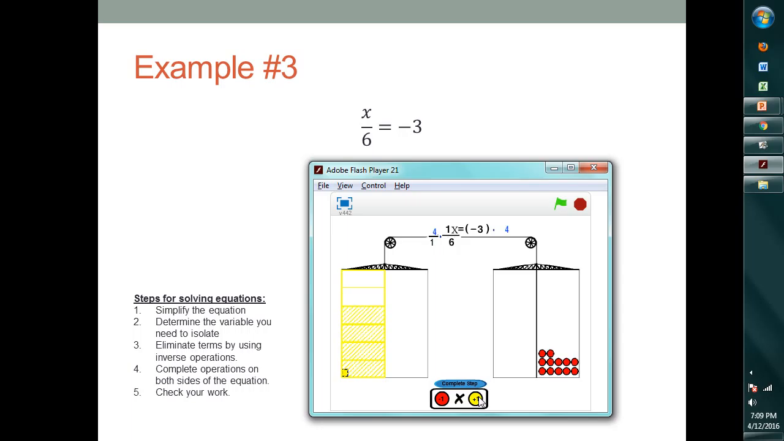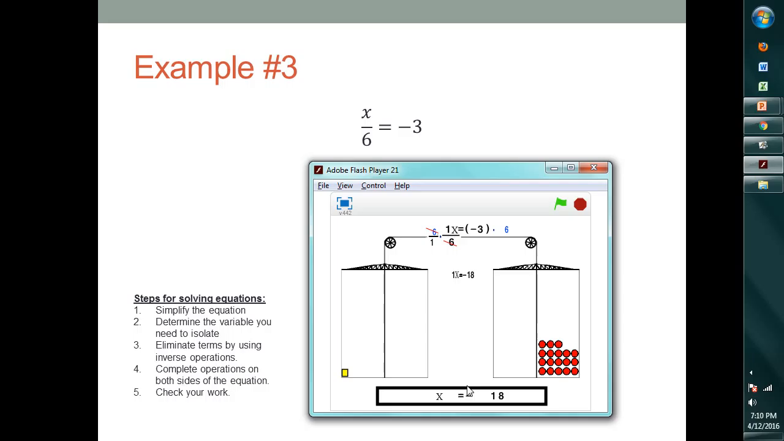And the cool thing about this is you can keep on going until your bar is filled up. Once your fraction bar is full, that tells you you're done. And notice that I have 6 on the top, 6 on the bottom. And I'm going to click Complete Step. It's going to offer me to simplify and rearrange, which is just going to get rid of everything. I have 1x left, and then I have negative 18 on the right side.